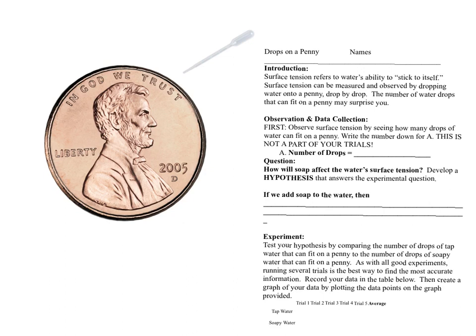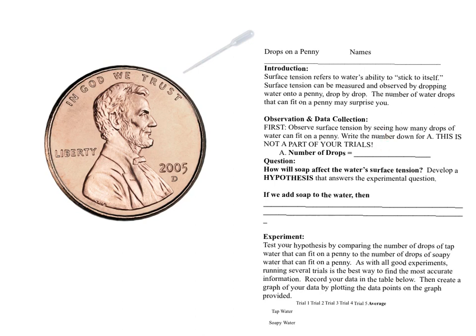So the first thing that we're going to do is we're going to take some observations and data collection. It says here, first, observe surface tension by seeing how many drops of water can fit on a penny. Write the number down for A. This is not part of your trials. You're going to put that number right here.